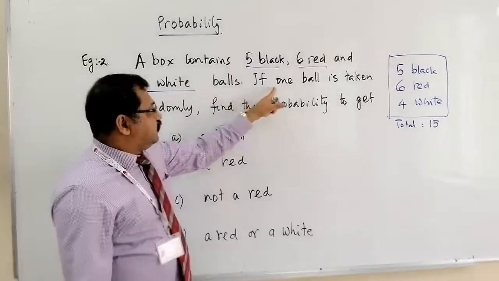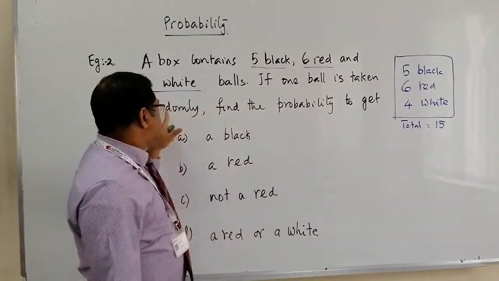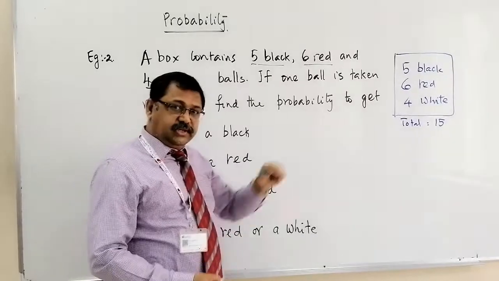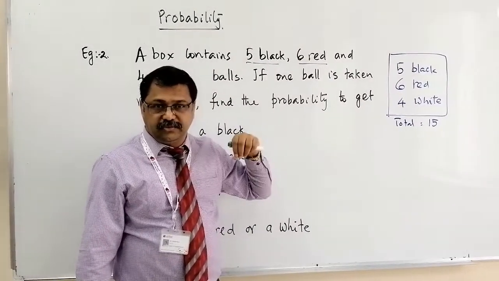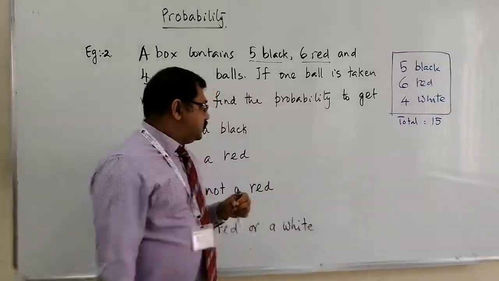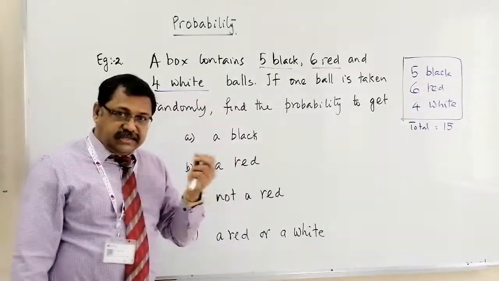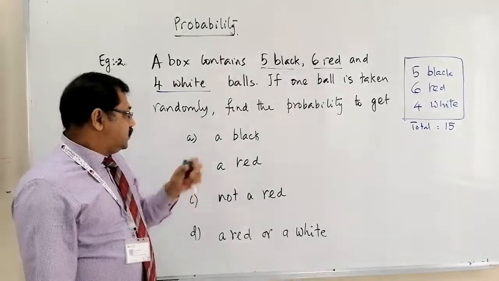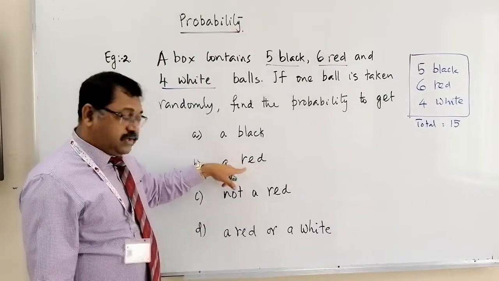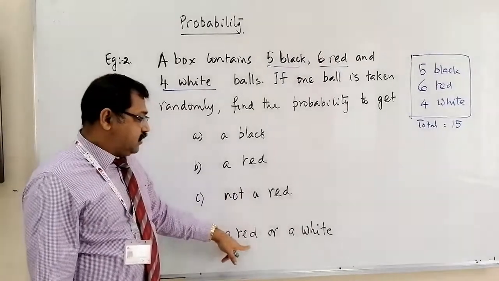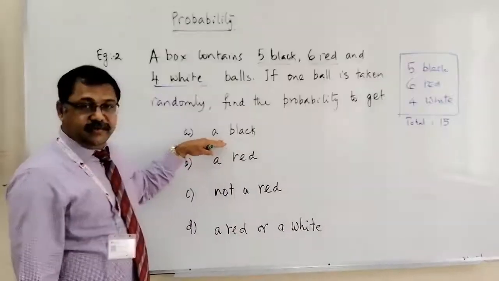Now, if one ball is taken randomly, so we are taking one ball without looking, we are taking a ball from the box. Now, the question is, what is the chance of the selected ball being black, or red, or not red, or white? So let's see the first question here.